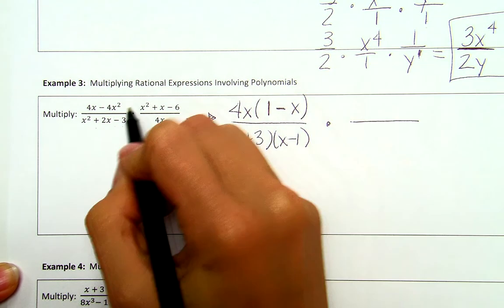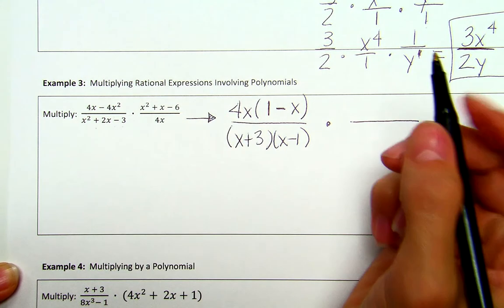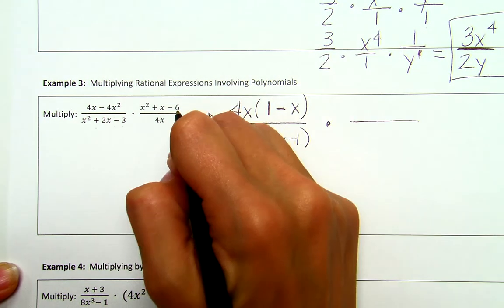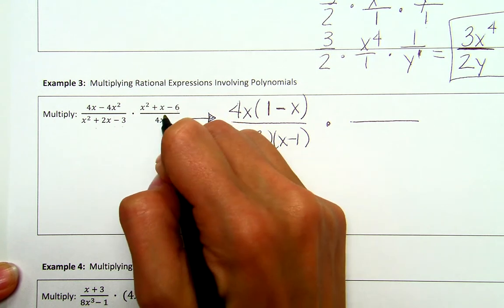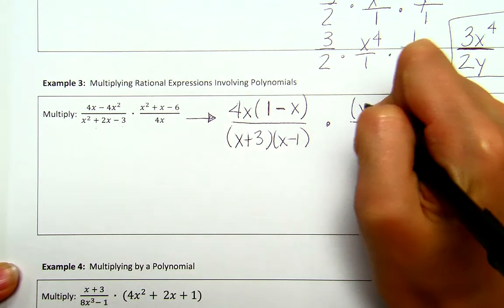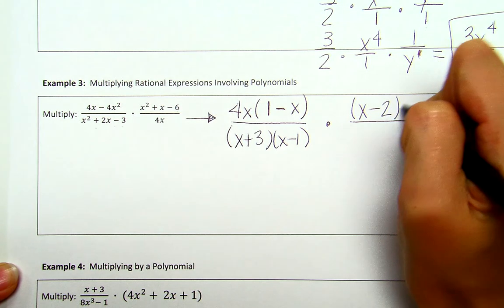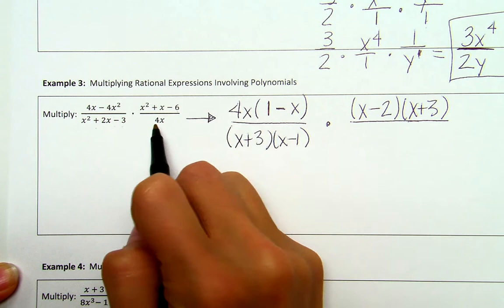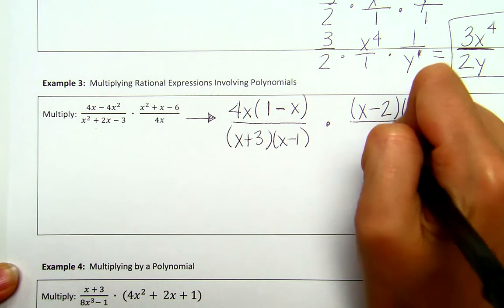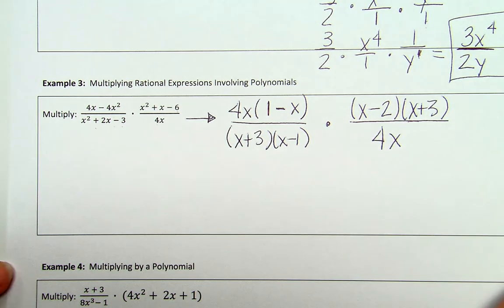times, now we're going to move to our second numerator. Factor this out. We need two numbers that when we multiply, we get -6. When we add them, we get +1. So I found I could factor this as x minus 2, x plus 3. And my denominator, 4x, doesn't get any simpler than that.